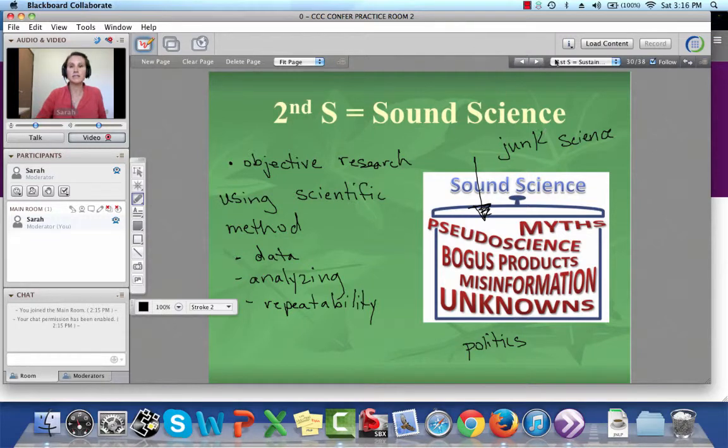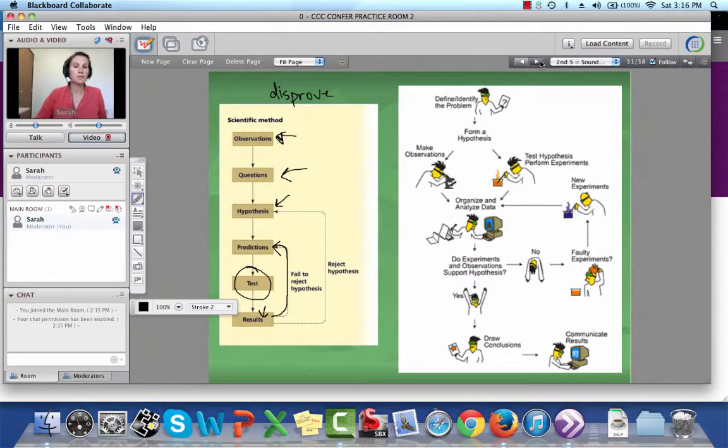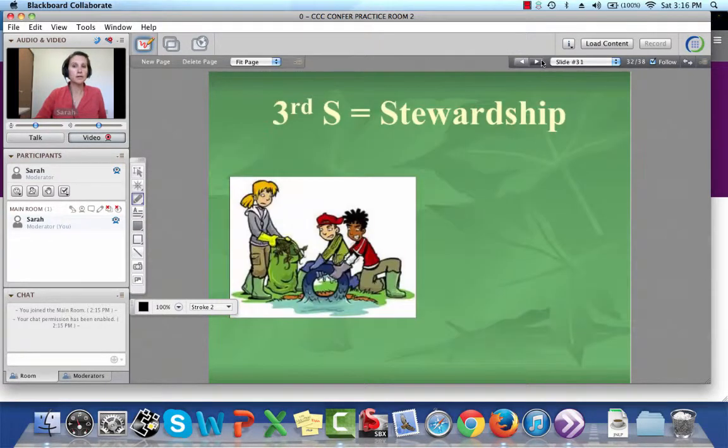So sound science is the second S. It's really important that we're using the scientific method and proving our data. The last S is stewardship. And stewardship is basically doing something because it's the right thing to do.